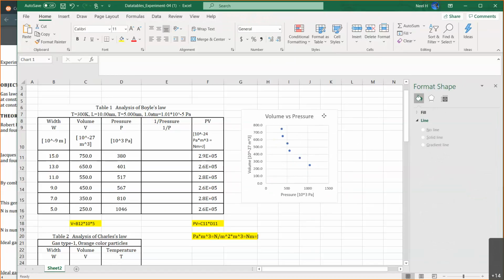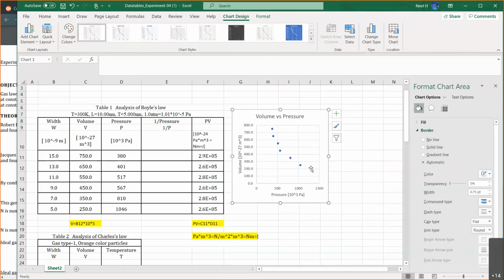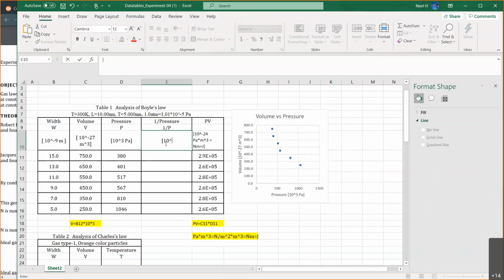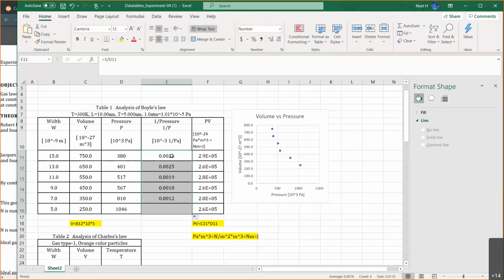Now let's take a look at one more type of graph. If I have an inverse proportionality here, I can make this graph linear by changing my x-axis. So instead of x-axis just pressure, let's do x-axis 1 over pressure. The 1 over pressure in terms of unit is 10 to the power minus 3, 1 over Pascal. Let's do that, which means equal sign 1 divided by pressure D11, and then click and drag. We copy paste that function right here. This is 1 over P.